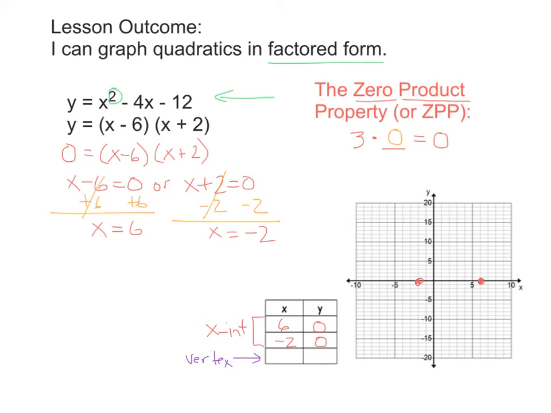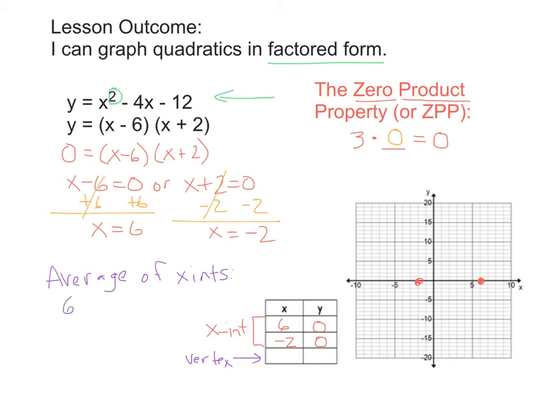Alright, so now what we're going to do is use the same skills as we did in a previous lesson. If we know where the two x-intercepts are, we can find the vertex, right? Because we know it happens to land exactly in the middle of the two x-intercepts. So just like we did in the previous lesson, we are going to find the average of our x-intercepts.